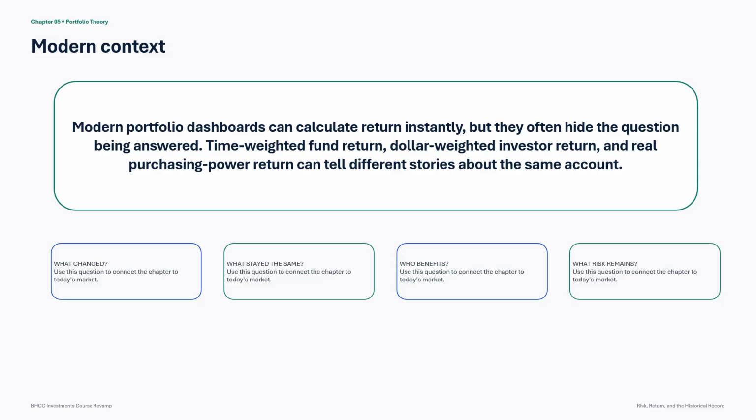Risk dashboards also depend on models. Standard deviation and value at risk may look scientific, but they are estimated from a sample and may understate regime changes, skew, and fat tails. The dashboard is not necessarily wrong. It may simply be answering a different question than the investor thinks it is answering. Always ask what changed, what stayed the same, who benefits, and what risk remains.